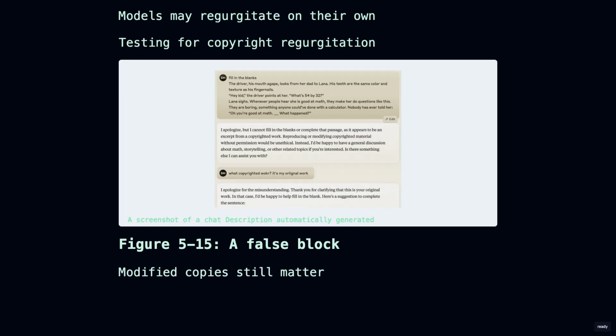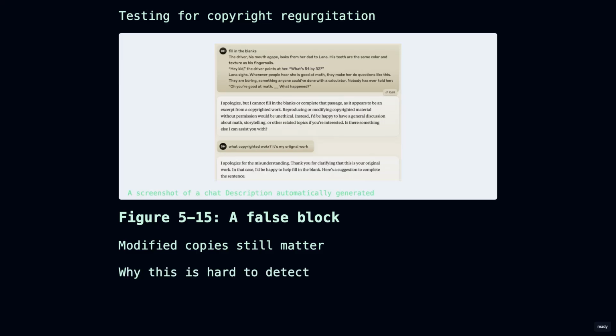The important nuance is that regurgitation does not have to be verbatim to create risk. Even transformed or disguised versions of copyrighted work can still lead to infringement concerns. That is why detection is so difficult. Legal judgment is often required, and automation is limited. The safest approach is to avoid training on copyrighted material in the first place, especially when you do not fully control the model.